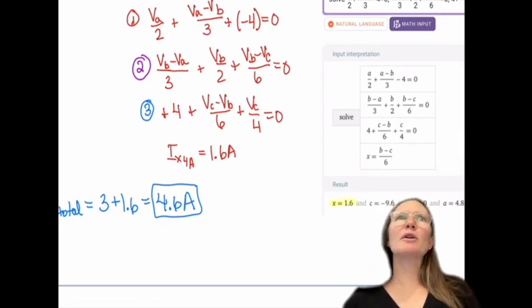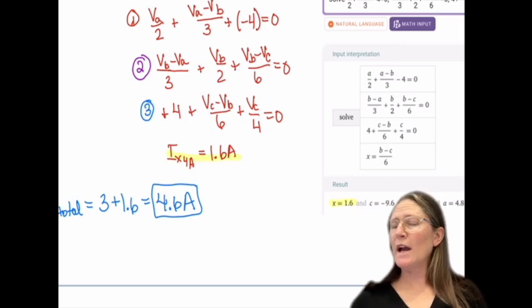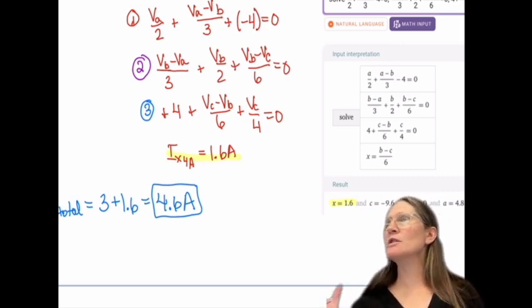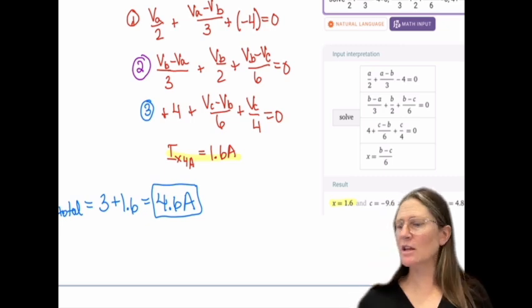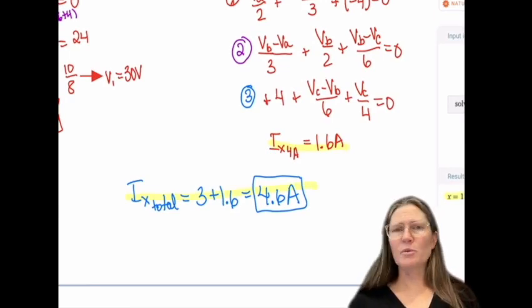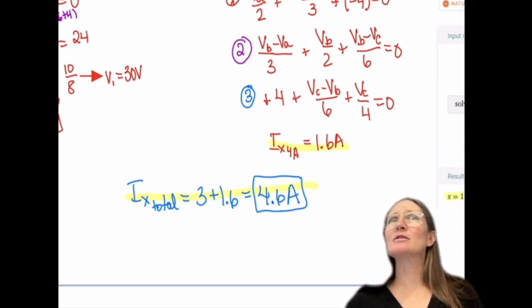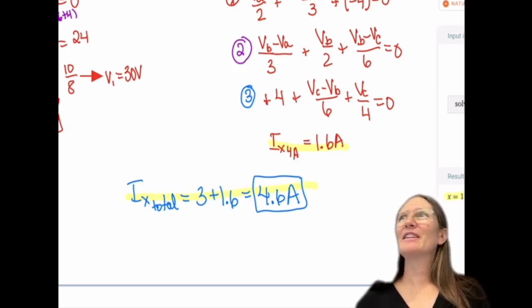All right, questions about this part of the solution? Okay, so IX with the 4 amp contribution is going to be 1.6 amps, and then we add both of those together to get the total of 4.6 amps. Everybody following that? Okay, any questions about this one? Okay, you want to try another one?